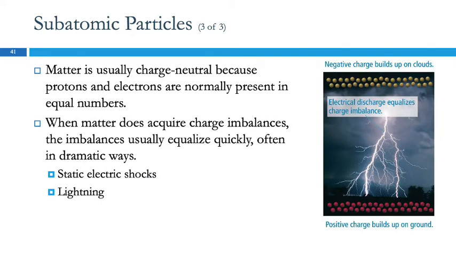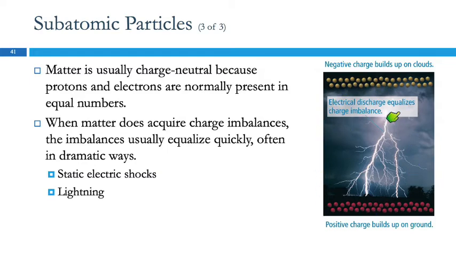Matter is normally charge neutral because atoms have protons and electrons in the same number. When it does get imbalanced, when something gets a positive charge, something else must have a negative charge, and that's not stable, and it's likely to become neutral very quickly and often very dramatically. So examples of that are static electric shocks and lightning.